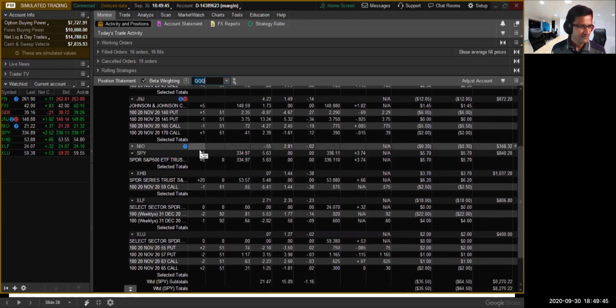I hope this makes sense. Do let me know if you have further questions, because this is important. Understanding the concept of beta weighted delta at a portfolio level is the very base, because we will now derive all the decisions from this.